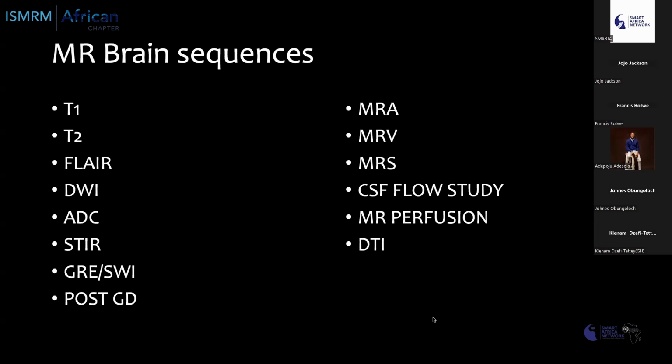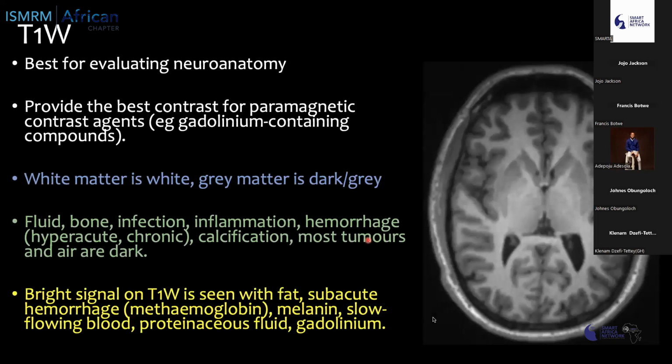So let's look at the T1 weighted images. These are best for neuroanatomy. We are able to look at the anatomy of the brain structures well. So we always employ looking at the T1 weighted images when you are assessing anything within the brain. And the T1 is also best for post-contrast evaluation because of how the relaxation time is on the T1 post-contrast administration.